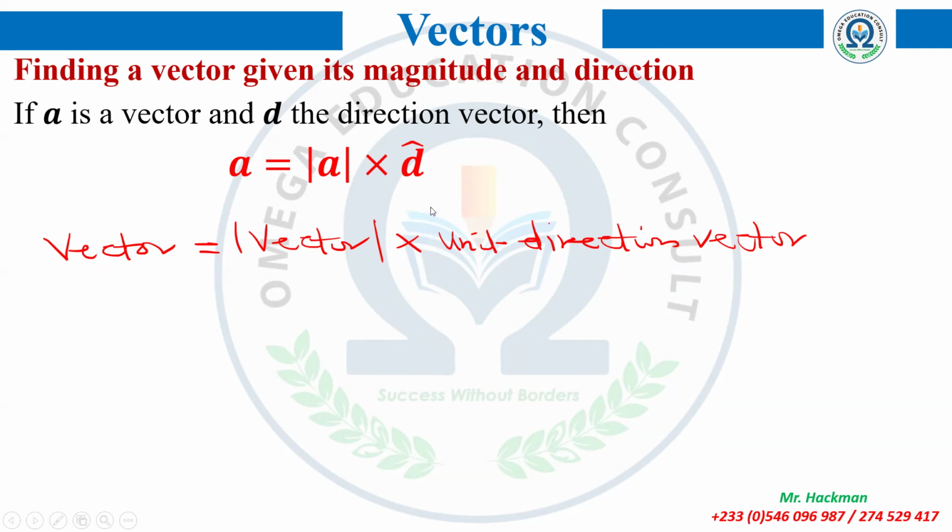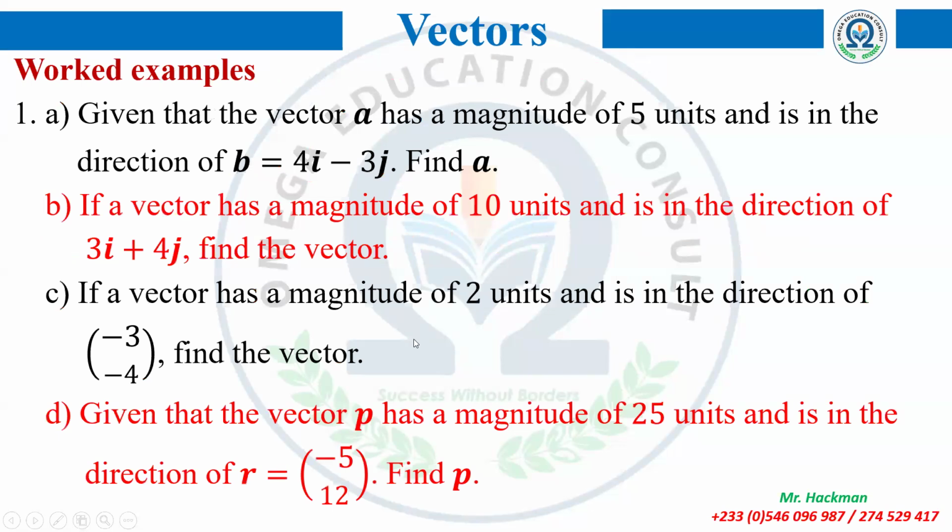So this will be the relation, where D is representing direction. D for direction, so direction unit vector, as simple as that. You can use any letter if you like, only that you should know what that letter is representing. That's all. So let's look at the following examples.